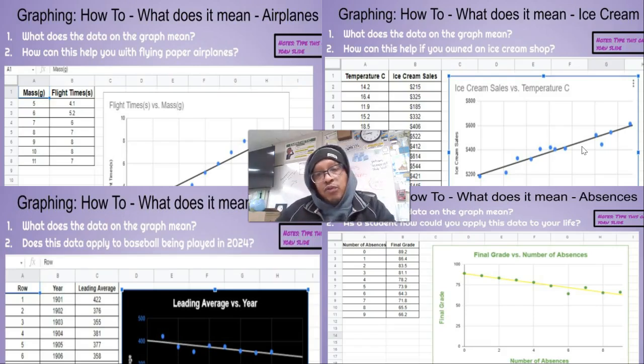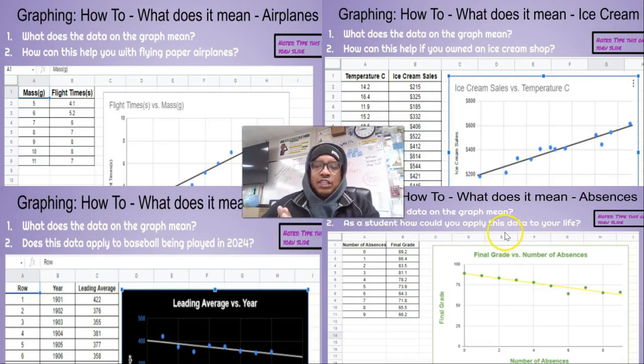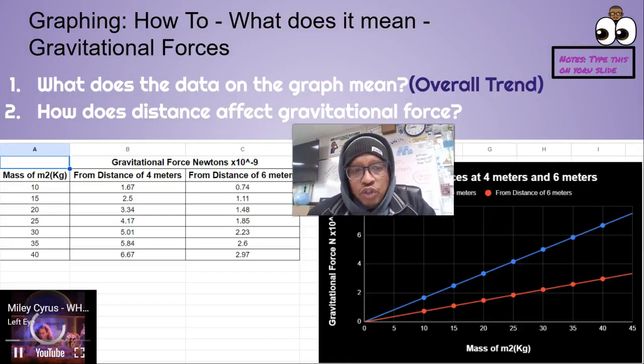So again, you have this one right here, which is talking about, does this data apply to 2024? Or I think I changed it to be 2025. A lot of students said no, they didn't think that it applied because they said that data is 125 years old compared to the data we're looking at here on this data table, which starts in the year 1901. So they're like, that data is so old that it doesn't apply to baseball now. And I'm like, oh, these are some pretty good things. And then that last one is, how can you apply this data to your life? So think about that as a student, knowing these things about absences. How can you apply that to your life? Let's keep it pushing on to this one.